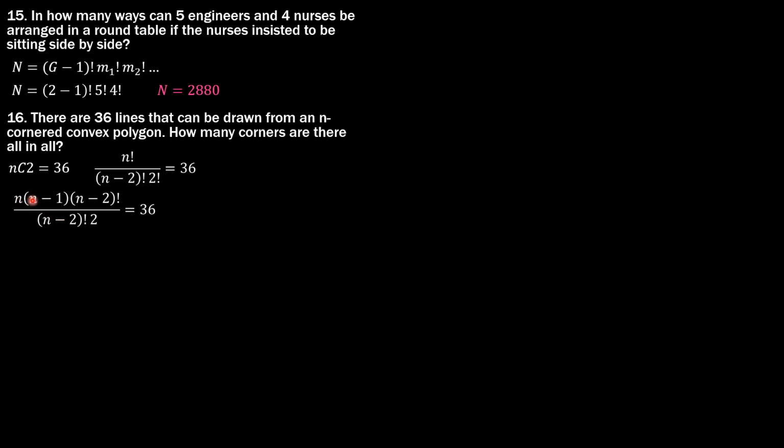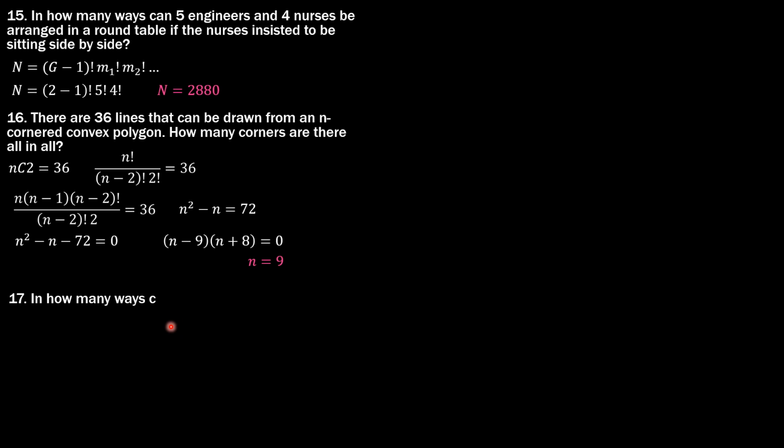Then distribute: n squared minus n equals 2 times 36, 72. Transpose 72 to the left. So we have n squared minus n minus 72 equals 0, which can be factored into quantity n minus 9, n plus 8 equals 0. So n cannot be negative, so n equals 9.